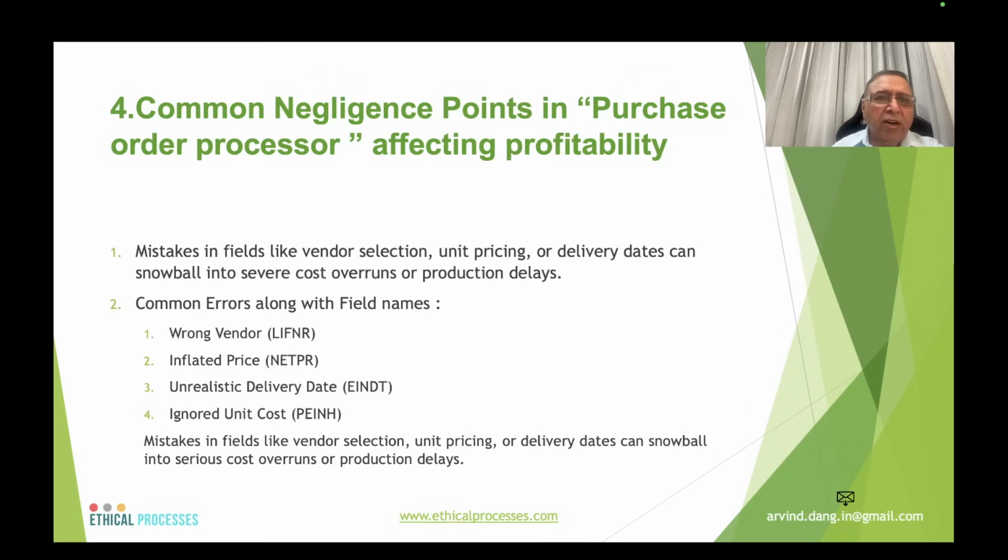Now, mistakes. What kind of mistakes in the purchase order process cycle affect the profitability? One, mistakes in the field like vendor selection, unit pricing, or delivery dates can snowball into severe cost overruns or production delays. Two, common errors along with the field names like wrong vendor, inflated prices, unlisted delivery date, ignored unit cost, etc. Mistakes in the field like vendor selection, unit pricing, or delivery dates can snowball into serious cost overruns.